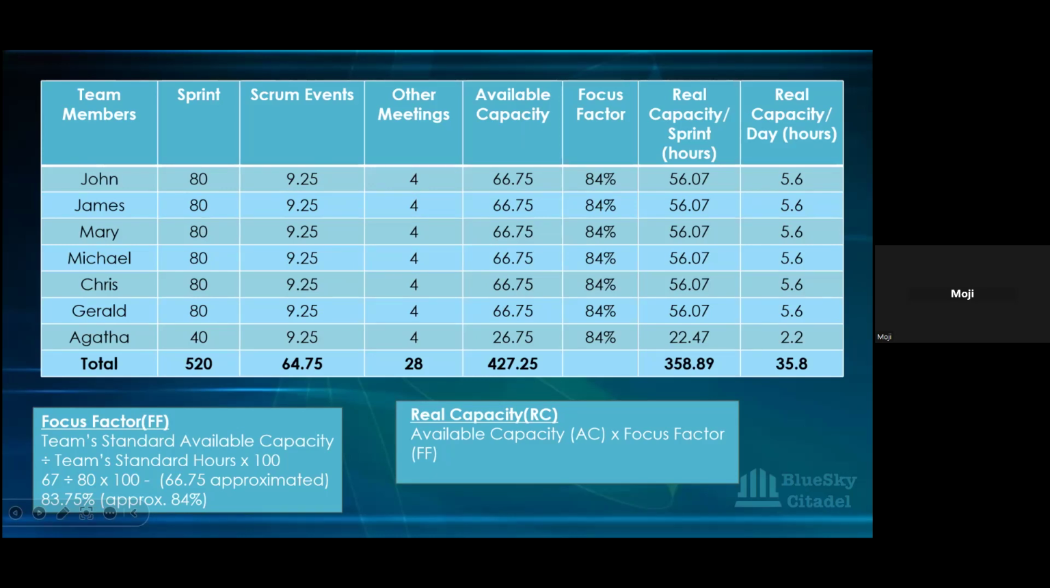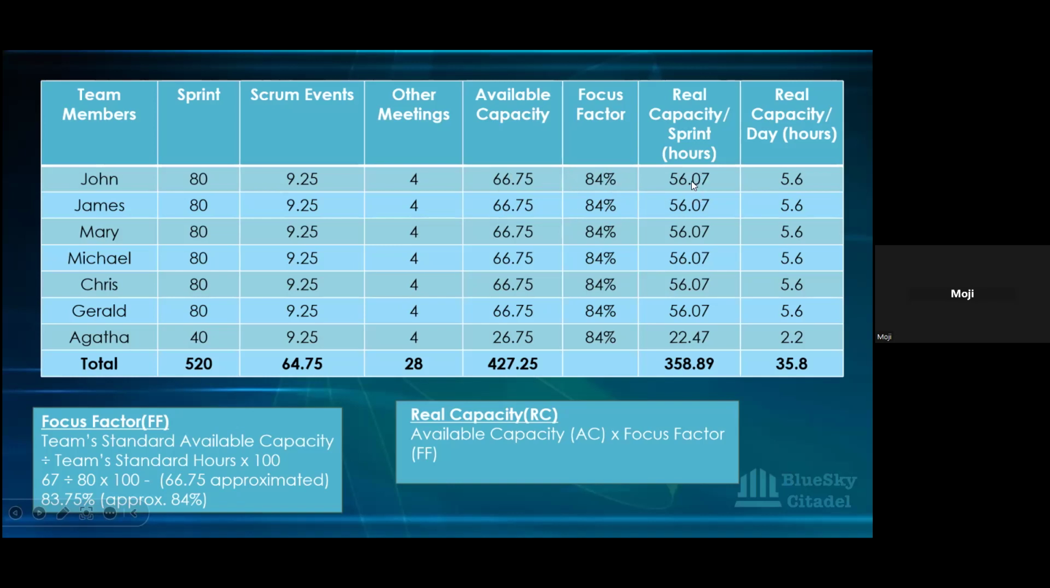And that gives you 83.75, approximately 84. So you can see the focus factor is higher here than in the other one, because that one is affected by the bank holiday mainly. So if the bank holiday had not been there, what we would have been using to get our real capacity in the other one would have been an 84% focus factor. And then to get your real capacity is just you multiplying your available capacity with your focus factor.